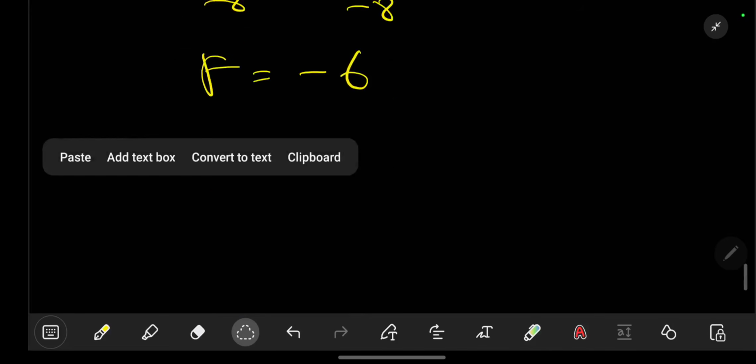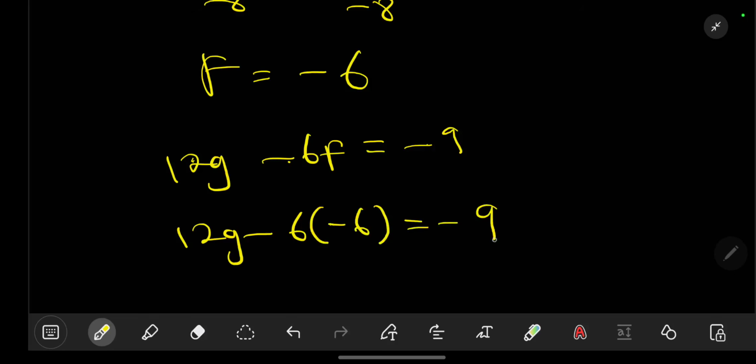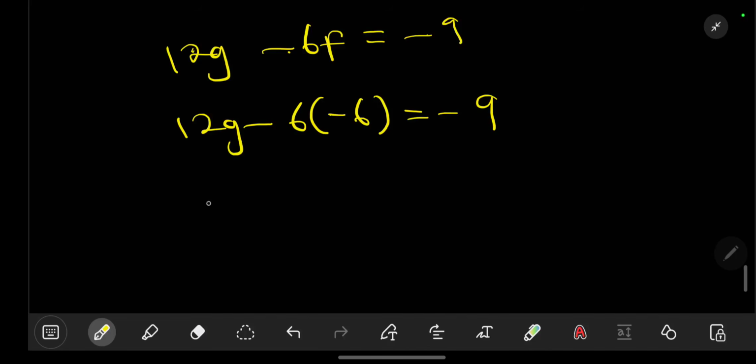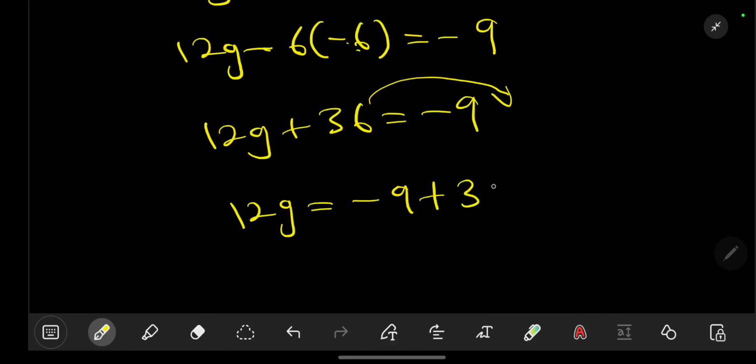To find the value of the other unknown, we are going to have 12g minus 6f. Where there is f, we put negative 6, which should be equal to negative 9, giving us 12g, negative times negative is positive, 6 times 6 is 36, equal to negative 9. We take this value to the other side, so 12g equals negative 9 plus 36 minus, since when it goes to this side it becomes minus.